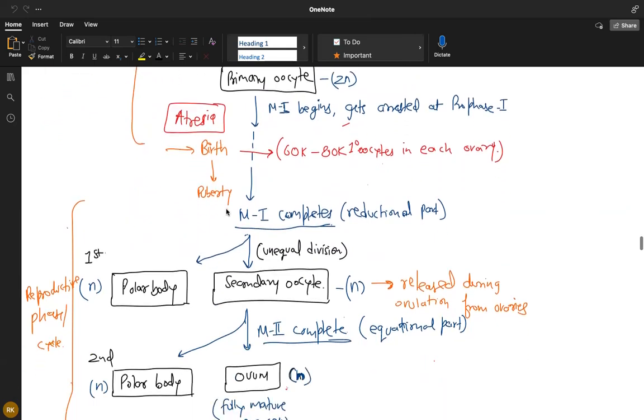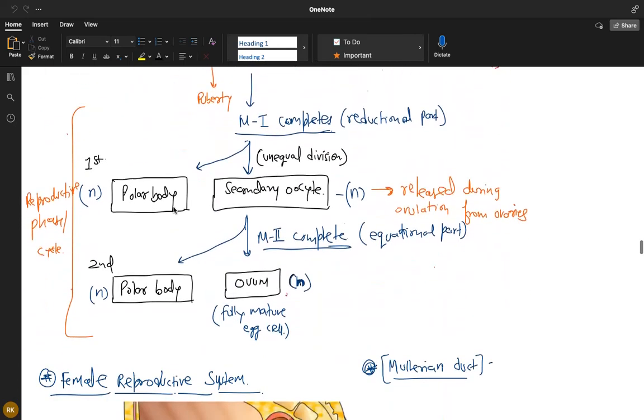So at puberty, meiosis 1 completes and the first polar body and secondary oocyte are formed. Again, meiosis 2 completes, the second polar body and an ovum are formed. And ovum is the fully mature egg cell. But another thing you should pay attention to is that females do not release ovum from their ovaries. They actually release the secondary oocyte during ovulation. This meiosis 2 completion only happens when the sperm comes and makes the first contact with the ovum.